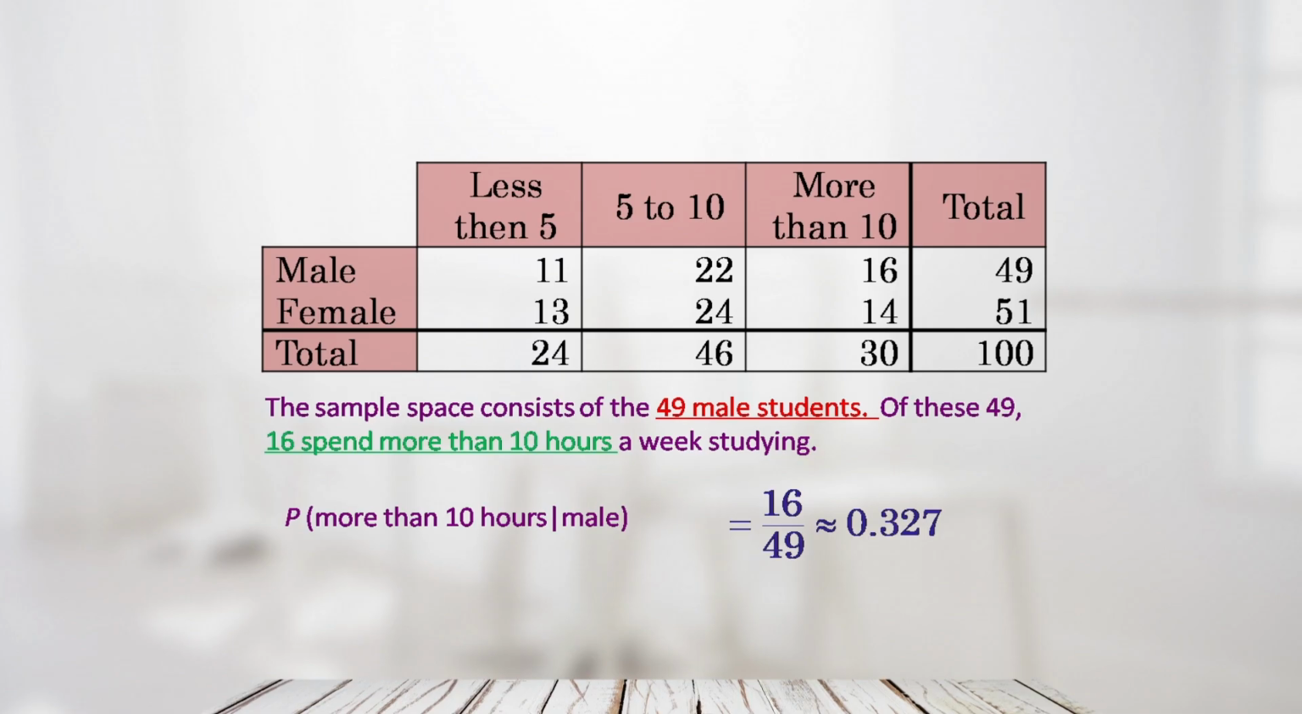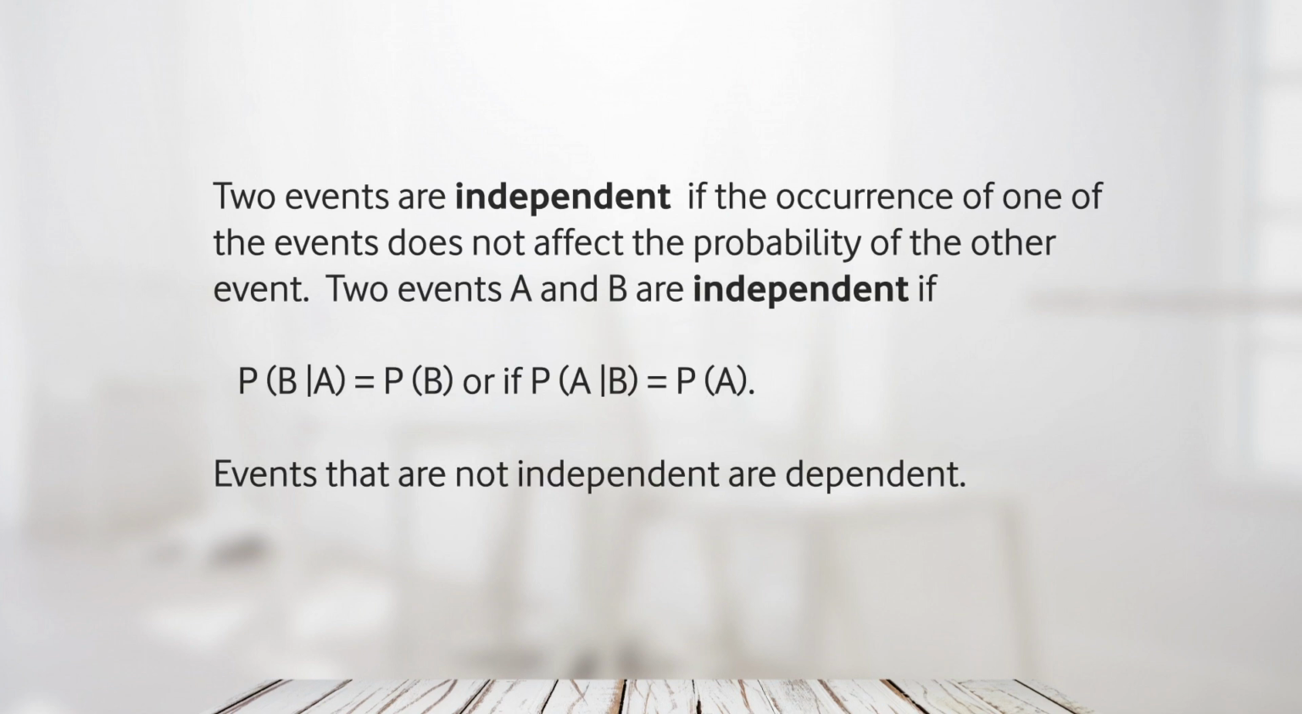So, independent events: two events are independent if the occurrence of one of the events does not affect the probability of the other event. Two events A and B are independent if probability of B given A is equal to probability of B, or P(A given B) equals P(A).